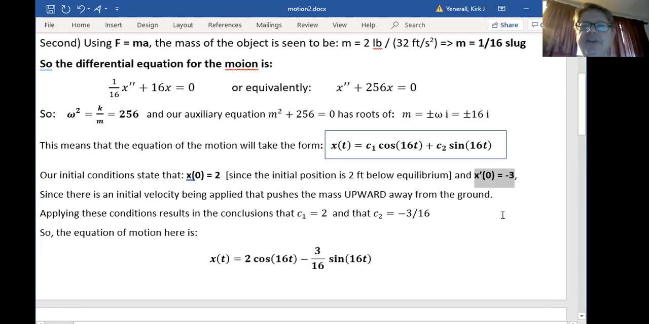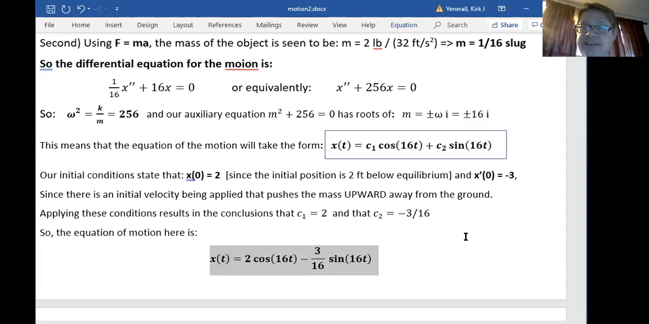When we apply the first initial condition, that x of 0 is equal to 2, when you do the work on that, C1 equals 2. And when we do the second initial condition on the velocity, that's going to dictate that C2 ends up being -3/16. I haven't shown the work for that, but I'll leave that as an exercise to you to verify. And so in the end, we have an equation of motion that says that our position is twice the cosine of 16t minus 3/16 times the sine of 16t.